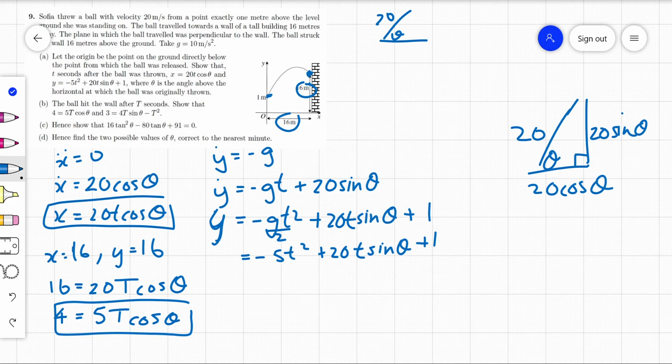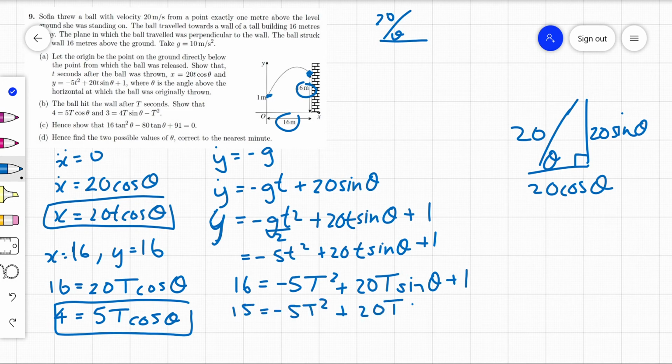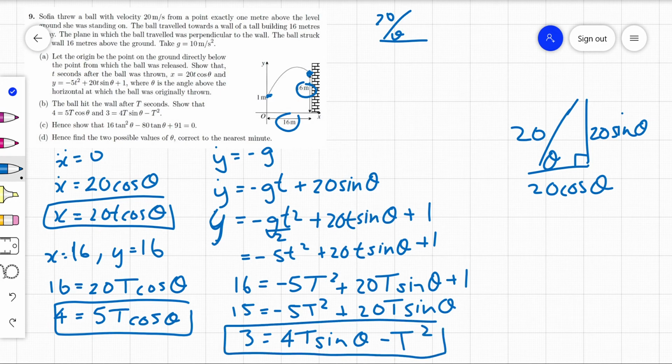If we do the same thing in the y equation, we've got 16 equals minus 5t squared plus 20t sine theta plus 1. So let's subtract 1 from both sides first. And then everything's divisible by 5, so let's make that 3. 20 divided by 5 is 4, so 4t sine theta. Minus 5 divided by 5 is 1, so that's just t squared. And that gives us the other equation that they're looking for. So there's our two equations.